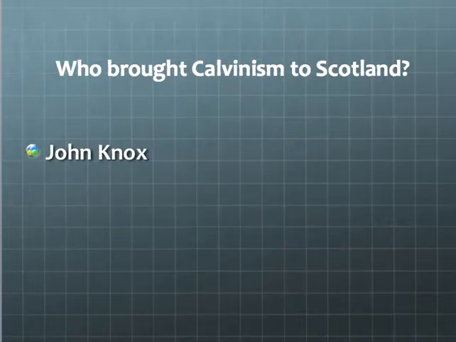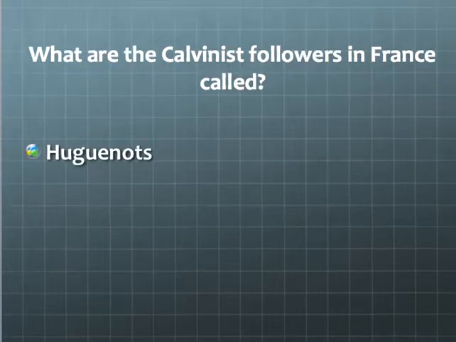All right, who brought Calvinism to Scotland? That is a guy named John Knox, and he's going to create the Presbyterian Church. What are the Calvinist followers in France called? Those are Huguenots. I realize there's a T in there, but this is French, so they pronounce it Huguenot.